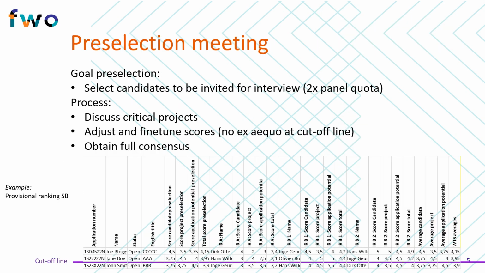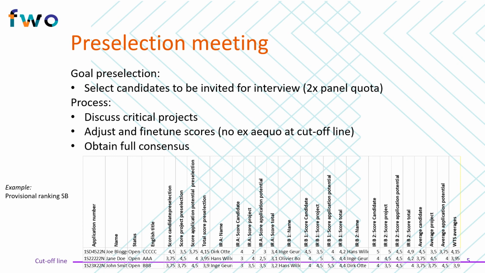The ultimate goal of the pre-selection meeting is thus to come up with a ranking of the candidates to determine who is selected for the interview. The discussion will start from a provisional ranking. This provisional ranking is based on the mean of the scores of the evaluators who have reviewed the application. This preliminary ranking will form the basis of the discussion during the pre-selection meeting.